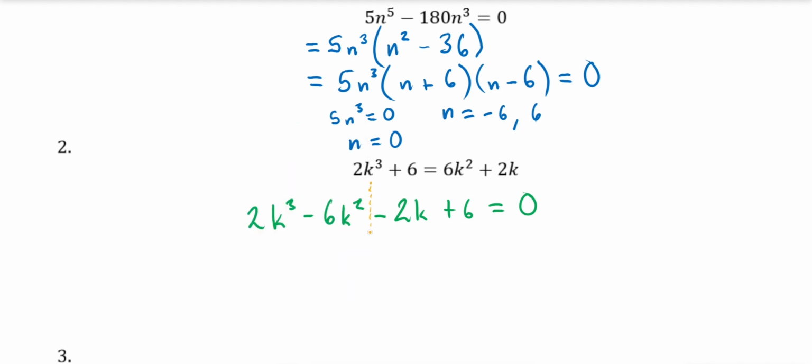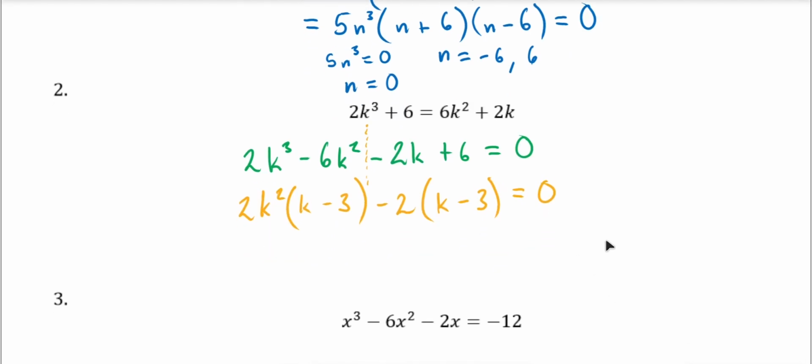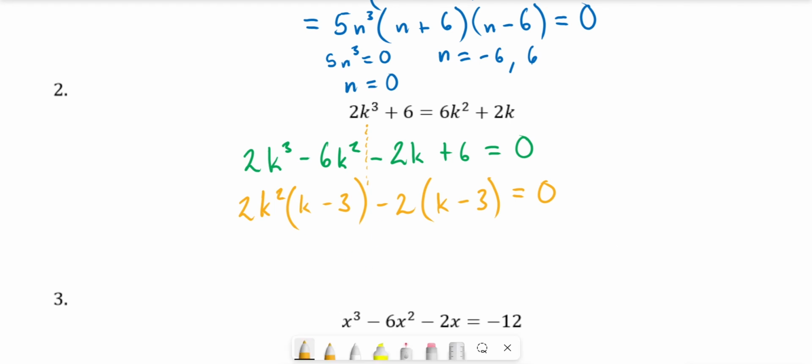Recall that grouping looks like cutting this thing in half and factoring the greatest common factor out of each part. Here I could pull a k squared, and in fact a 2k squared from each part, and what remains would be k minus 3. Similarly, I could pull a 2 out of each of these, but a minus 2 is especially helpful, because pulling out a minus 2 will change the sign of this second term and make it a minus 3 as well. And the main idea here is that having factored out the greatest common factor from each half, we have a repeated term.